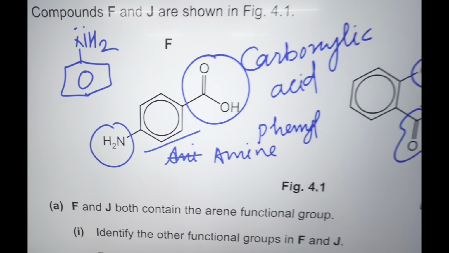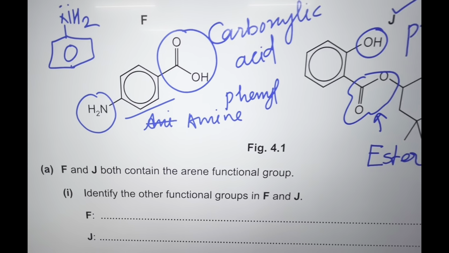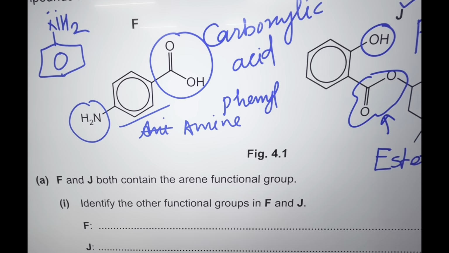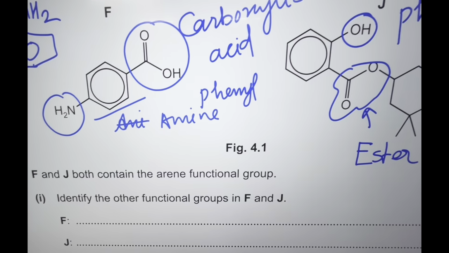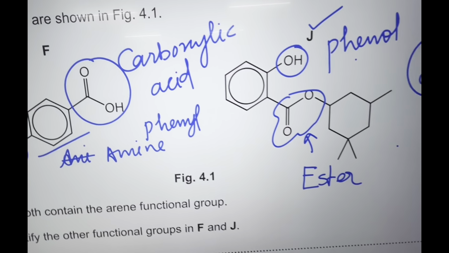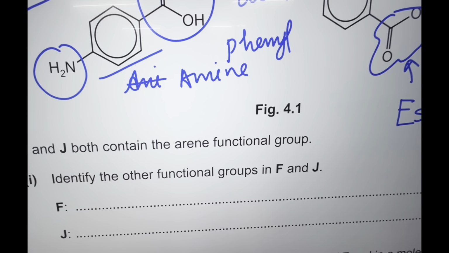So F and J contain arene functional groups, and we identify the other functional groups. In F, we have two functional groups: phenylamine and carboxylic acid, and in J we have phenol and ester. These are the functional groups. Okay, now the next question is what?